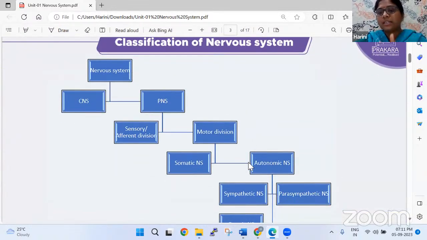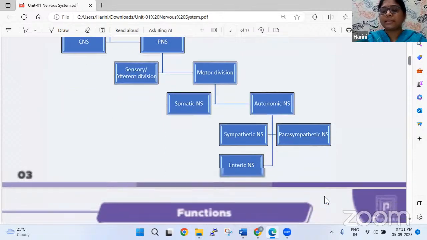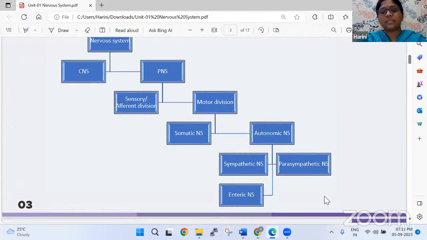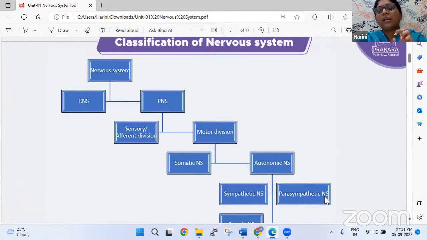The nervous system is majorly classified, I'll just give it to you again. It is divided into central and peripheral nervous system. The peripheral nervous system is classified into sensory and motor, then into somatic and autonomic, and finally into three major divisions, that is sympathetic, parasympathetic, and enteric nervous system. So this is how our nervous system is organized in our body. So simple, right? The smallest functional system in our body.